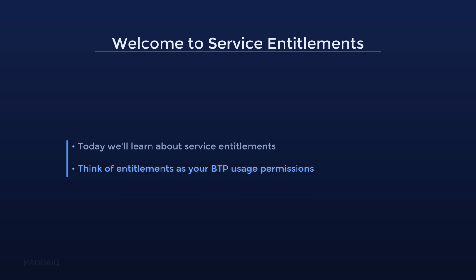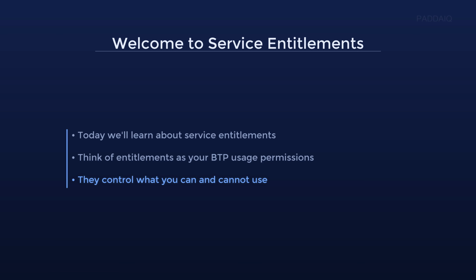Think of entitlements as your BTP usage permissions. This means they define exactly which services you are allowed to use and how much of them. For example, an entitlement for the SAP HANA service grants you permission to create and use a HANA database. These permissions are the foundation for building and running your applications on the platform. They control what you can and cannot use.